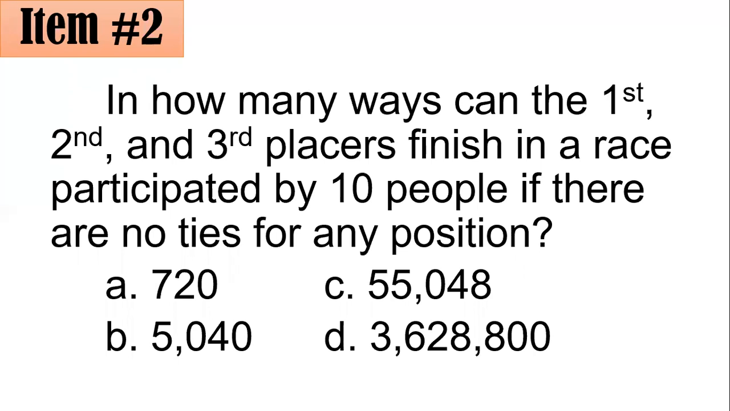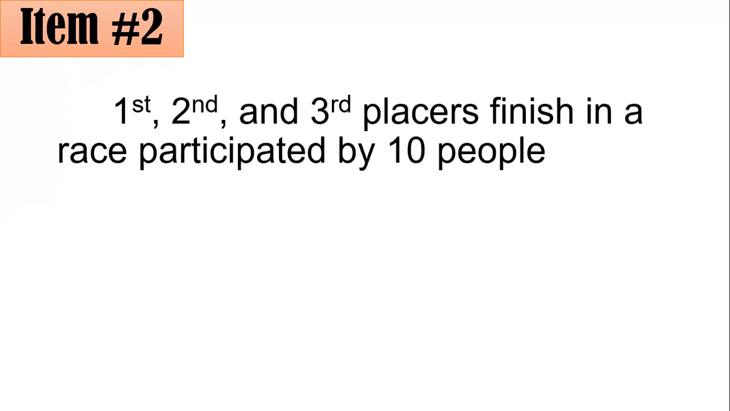In how many ways can the first, second, and third placers finish in a race participated by 10 people if there are no ties for any position? Is it 720, 5,040, 55,048, or 3,628,800? What do you think? For this one, this involves permutation.